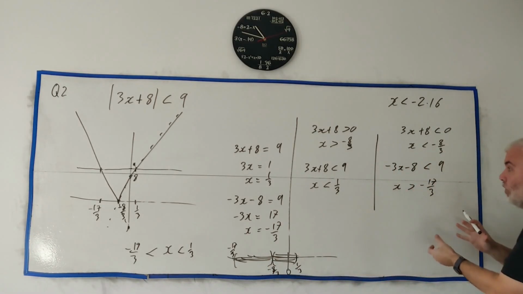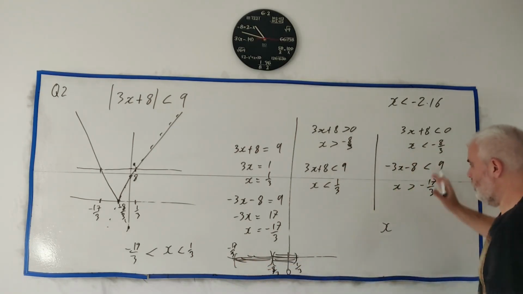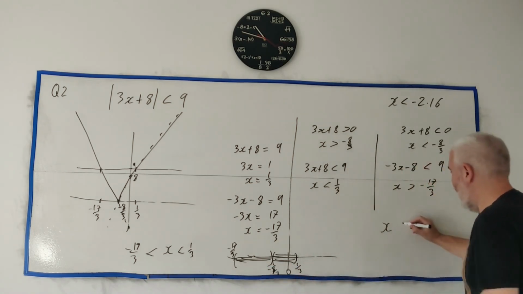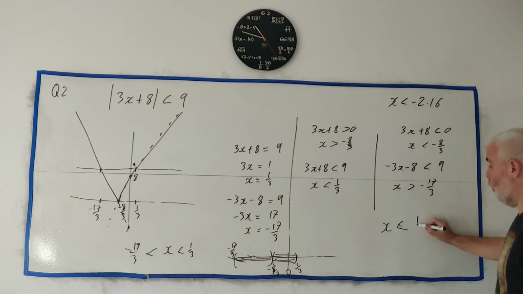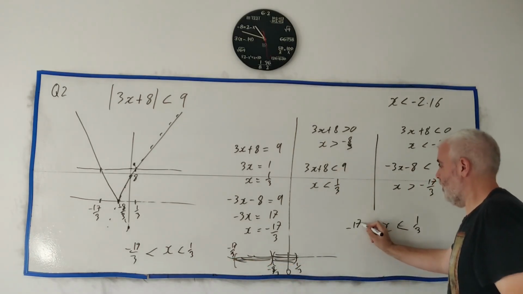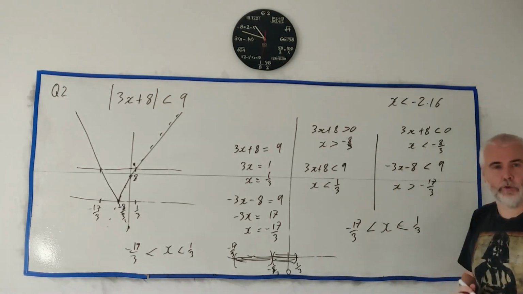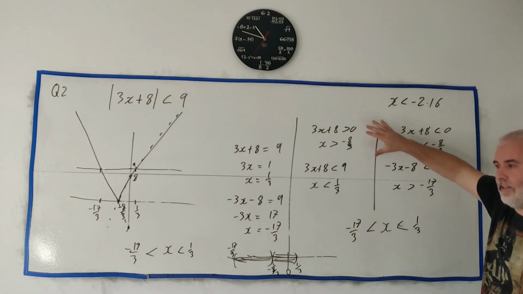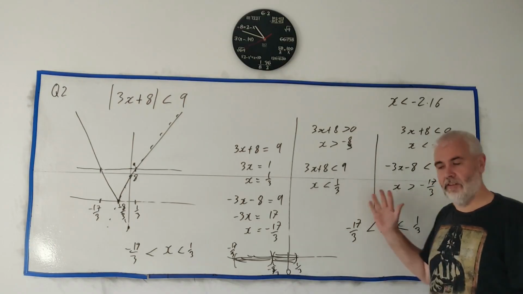And if we combine both of those together, we have everything between. Combining both pieces of information together, you can see it quite nicely on the picture. X has to be less than 1 over 3 and bigger than minus 17 over 3. That's two different ways to do it. One is quite a mathematical way. If I was telling a computer how to do it, I'd tell it to do this. I'd tell it to split the world into two parts, solve both parts, and combine your answer. That's what I'd tell it.